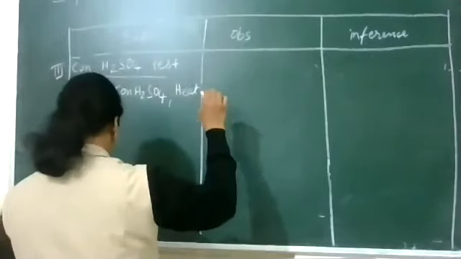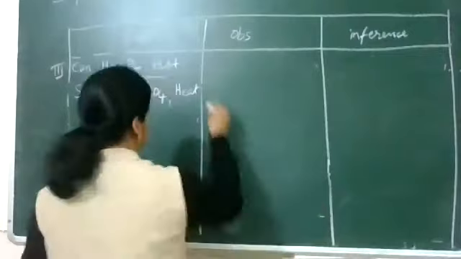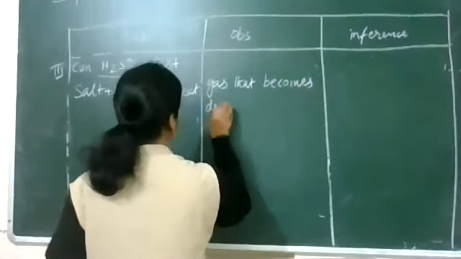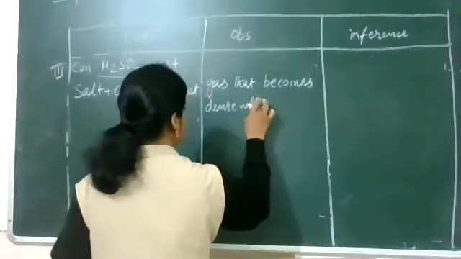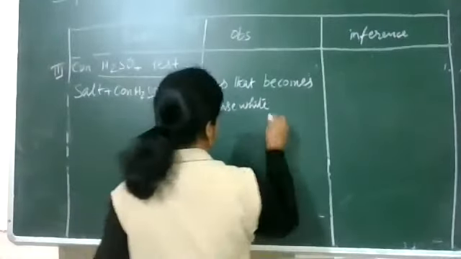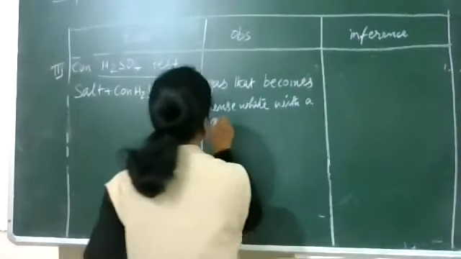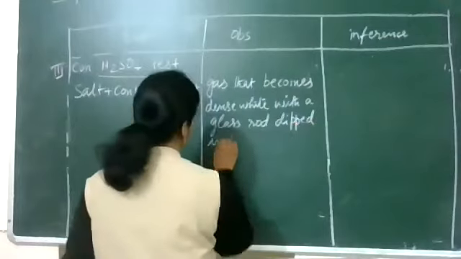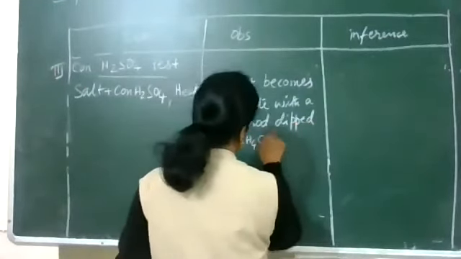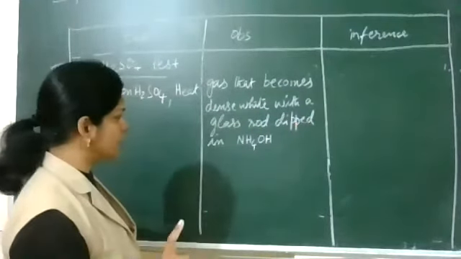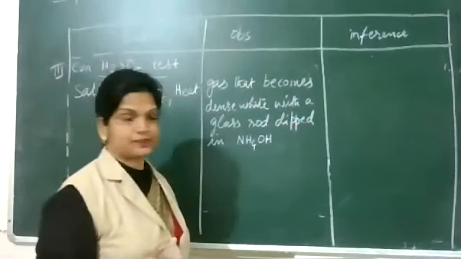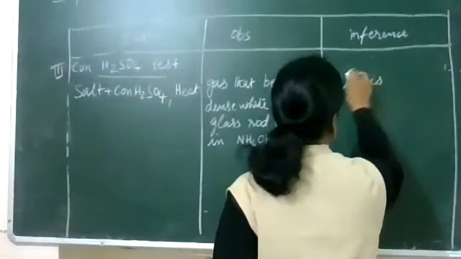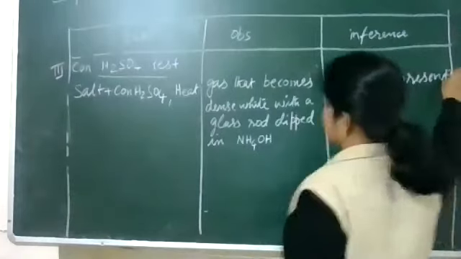Gas that becomes dense white fumes with a glass rod dipped in ammonium hydroxide. Then the Cl minus is this.